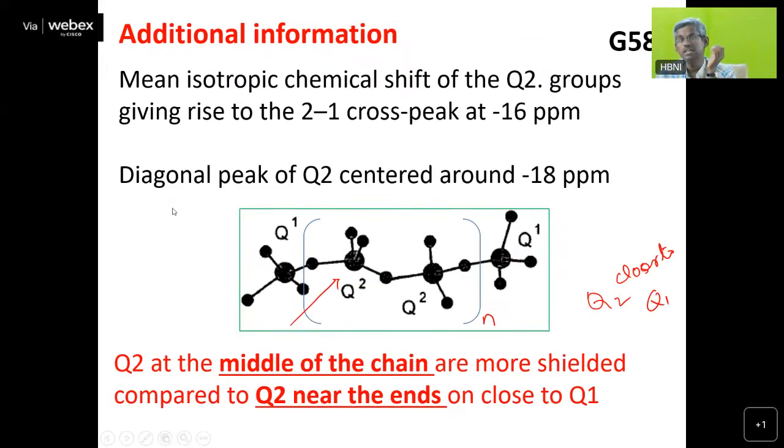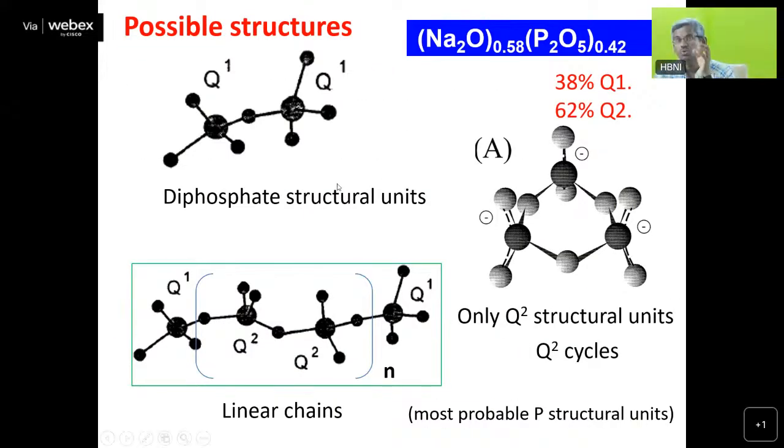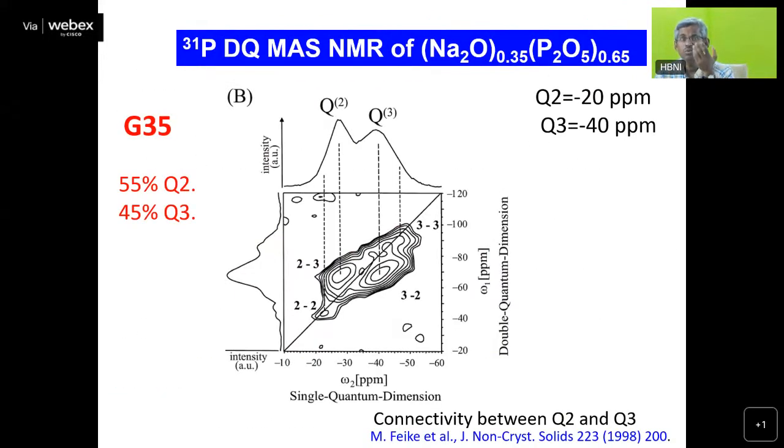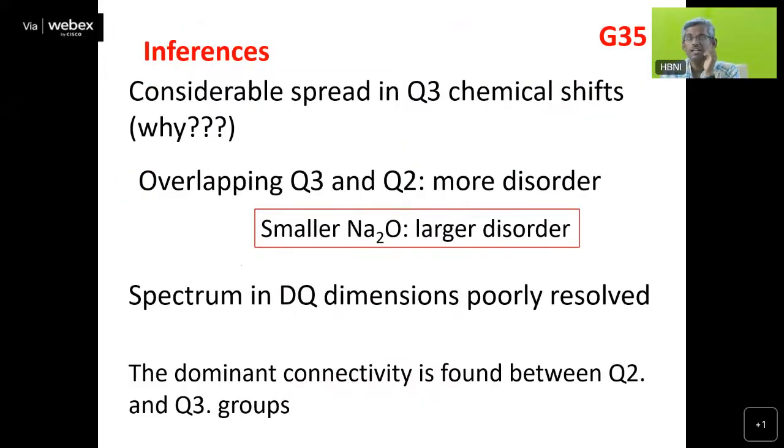Whereas in the previous case you see Q2 is very high, 62%, and Q1 is relatively small, 38%. Here you can say more or less the same. One is 45 and another 50. If you increase 5%, this becomes 50, and if you decrease 5, it becomes 50. So Q2 and Q3 are more or less the same. Of course, if you see the NMR pattern also, they are only marginally different. Let us move further. What are the inferences?